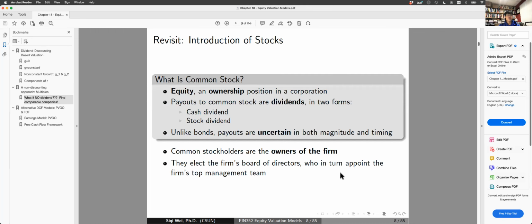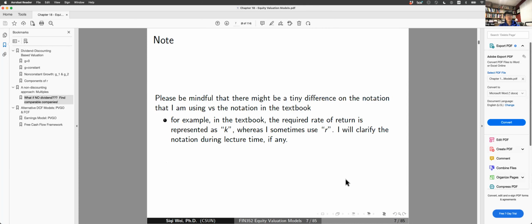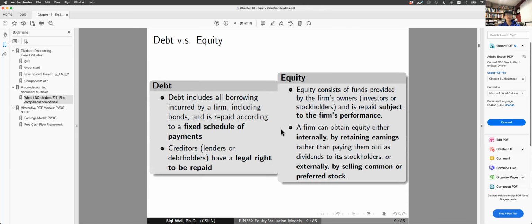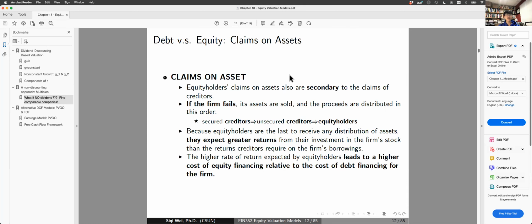Okay. And the other thing I want to mention is that sometimes I may use different notations to capture the required rate of return. In your textbook, sometimes you can see the letter K. They are all the same thing. K and R are used interchangeably to capture the required rate of return, or cost of capital. Okay, so I'll skip those definitions.